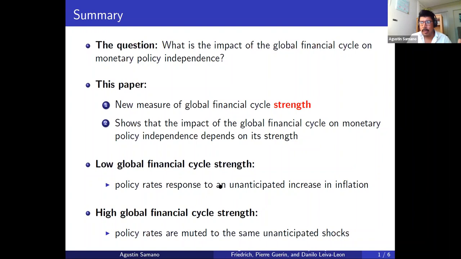But in normal times, we are okay. We don't need to get worried about monetary policy independence. But when the global financial cycle strength is high, then we have to worry about this.